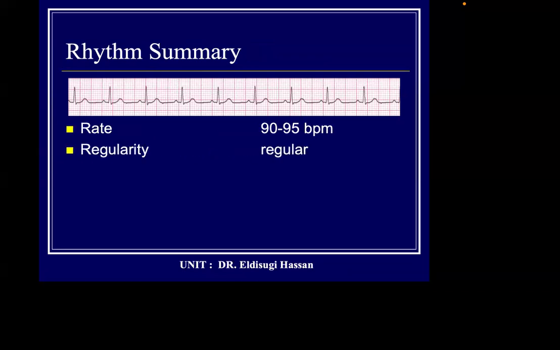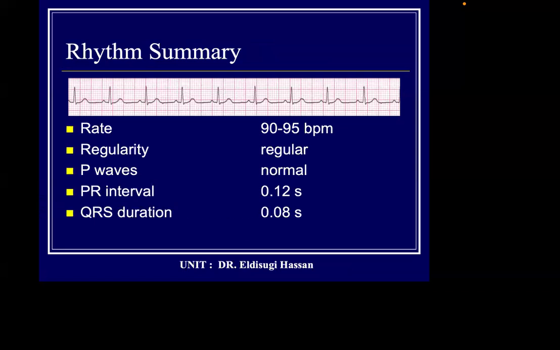So in summary of this rhythm strip, the rate is about 90 to 95 beats per minute, and usually it is regular. There is a P wave, which is normal in shape and contour. The PR interval is normal in duration, and the QRS complex is normal in duration, and the interpretation of this rhythm is sinus rhythm. This is the characteristic of a sinus rhythm.